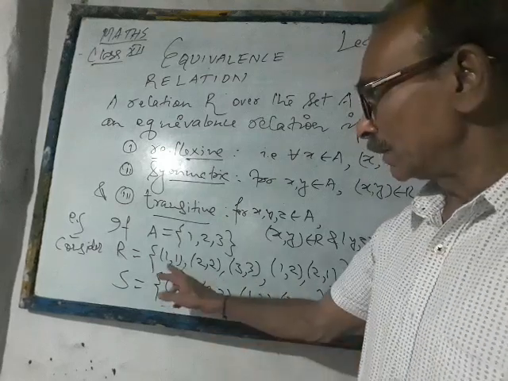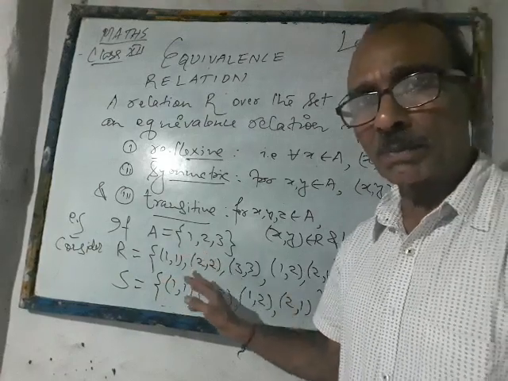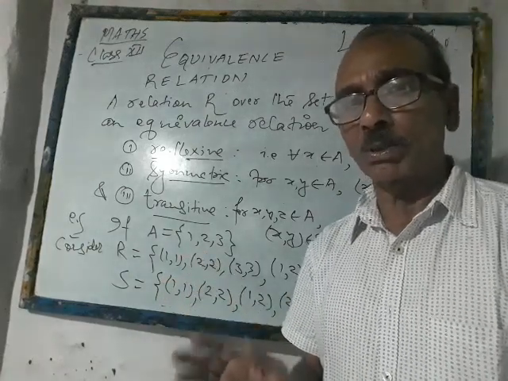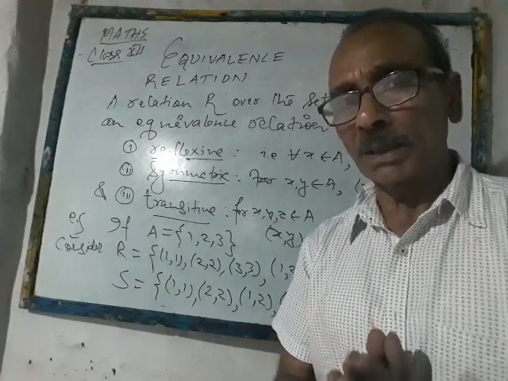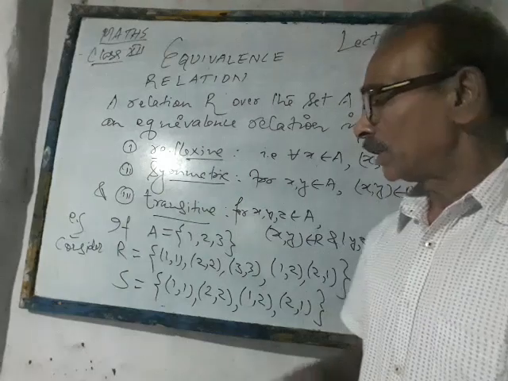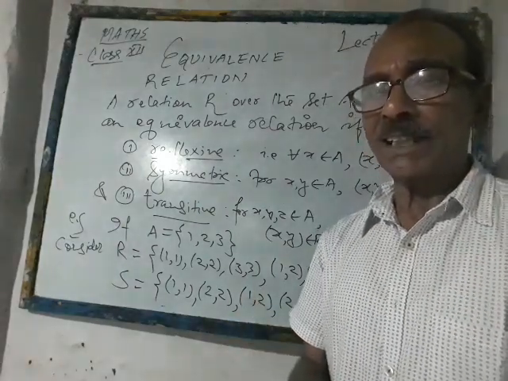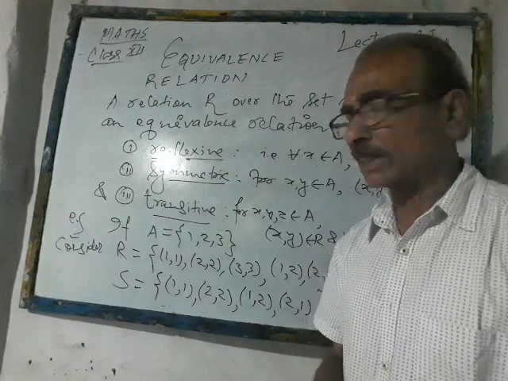Now just go on watching. (1,1), (2,2), (3,3) are there, where 1, 2, 3 are elements of A. That means for every x belonging to A, (x,x) lies in that particular relation. So it is reflexive. Now for symmetricity, just watch the pairs and see whether their symmetric pairs are present in the relation.